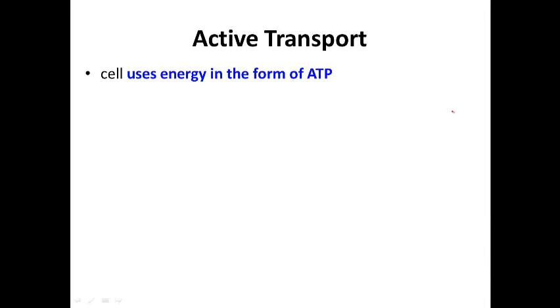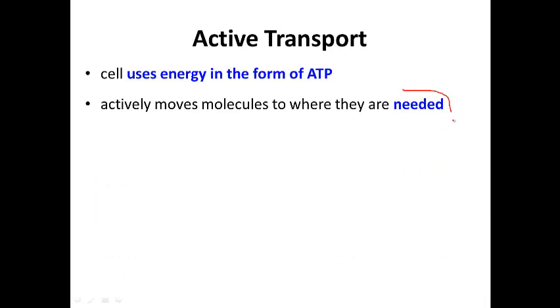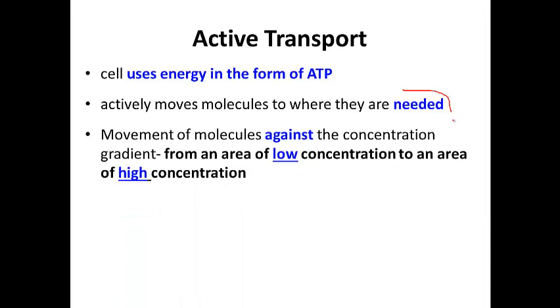Active transport is the exact opposite. Active requires energy. This is the example of going up the hill in rollerblades. Okay, so it's going to move things where they are needed. It doesn't happen naturally. So it's the opposite. It's going to make things go from low to high.